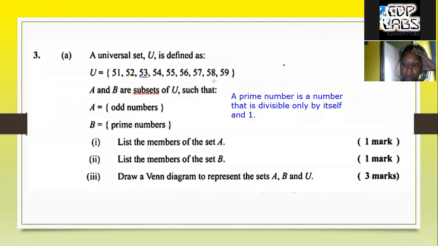58 is not a prime number because it is divisible by 2. And 59, let's test it again. 59 divided by 3, no. Divided by 9 as well, no. So the two prime numbers are 53 and 59. You get that? Okay.